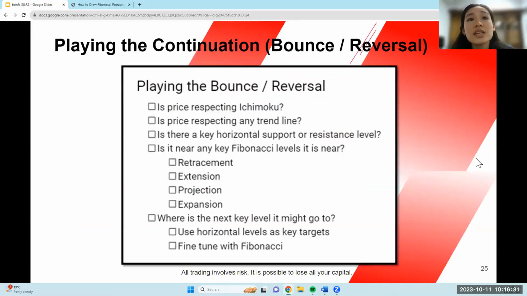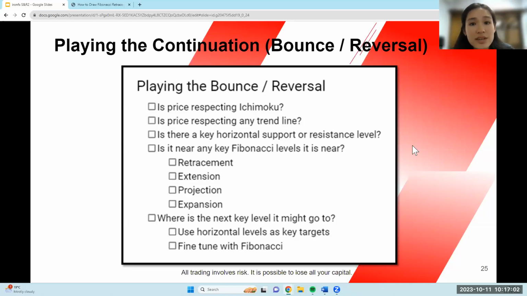Okay, so here's another checklist. This is specific to playing the continuation. You can play the bounce or reversal by firstly checking whether price respects the Ichimoku. Secondly, trend line, key horizontal support or resistance levels, and any key Fibonacci levels that it is near. These are the four Fibonacci techniques that we use. And where's the next key level that it might go?